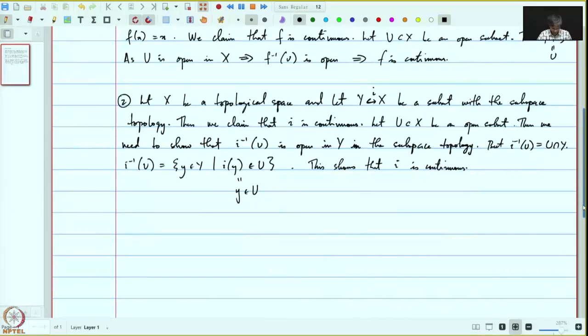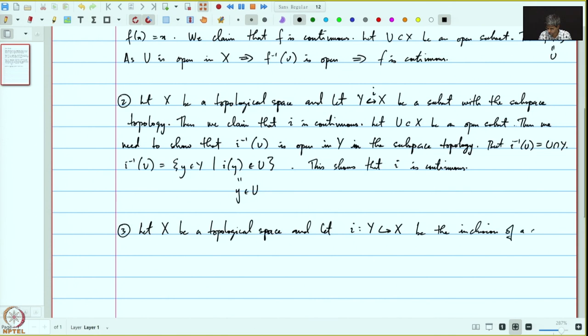Let's take a third example. This is the same example as above. Let X be a topological space, and let i from Y to X be an inclusion of a subset. Let tau be a topology on Y. Here we are saying tau is any topology on Y. It need not be the subspace topology. For instance, tau could be the discrete topology on Y, or it could be any other topology on Y, but we have the condition that the map i is continuous. We are given that this map i is continuous.